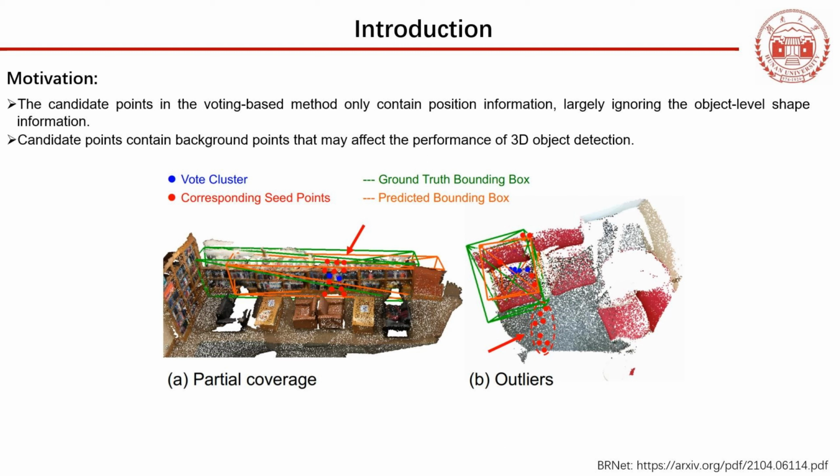As shown in the figure on the left, the vote feature is the center point feature of the object. They cannot accurately describe the shape information of the object, especially when the surface point of the object is far from the center. In addition, as shown in the figure on the right, background point features are mixed into the vote group, which will directly affect the results of classification and regression. Figures on this and previous pages are from VoteNet and BRNet.